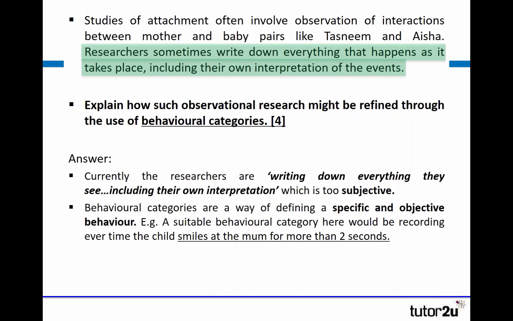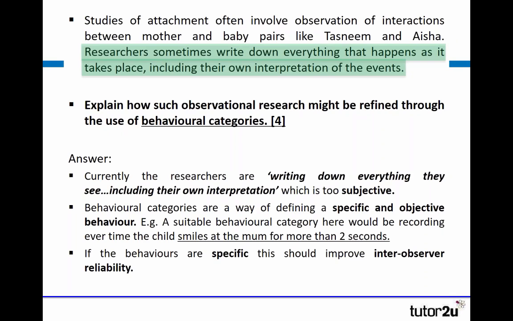So I've said a suitable behaviour category would be recording every single time the child smiles at the mum for more than 2 seconds. Because if you knew that's what you were looking for, 2 observers should get exactly the same thing. Last but not least, we need to say, well, how then might that actually help? The key is here, if you're looking for very specific behaviours, like the one I've mentioned, that should improve what's called inter-observer reliability. Now, don't worry if you've not come across that term this year, because you could just say it improves reliability. 2 different observers are actually getting exactly the same finding on that. So that's how you'd go about answering that question.